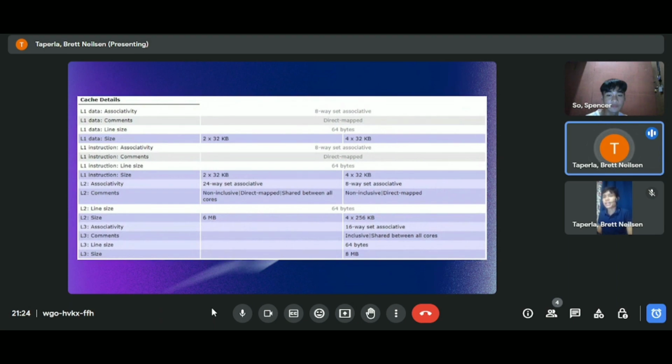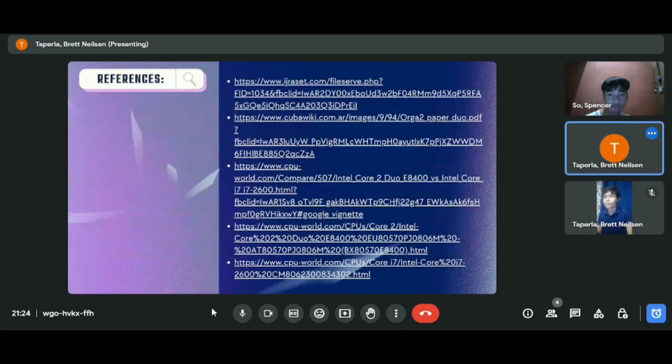So for cache details, the Intel Core 2 Duo has a L1 data size of 2 by 32 kilobytes whereas the Intel Core i7 has 4 by 32 kilobytes. The Intel Core 2 Duo has 6 MB of L2 whereas the Intel Core i7 has 4 by 256 kilobytes. And that's all. Thank you.